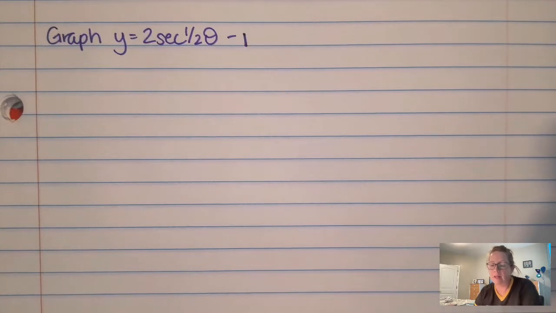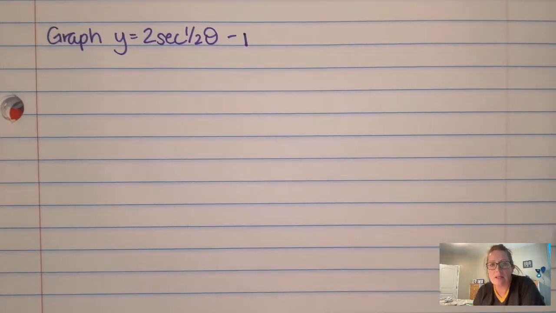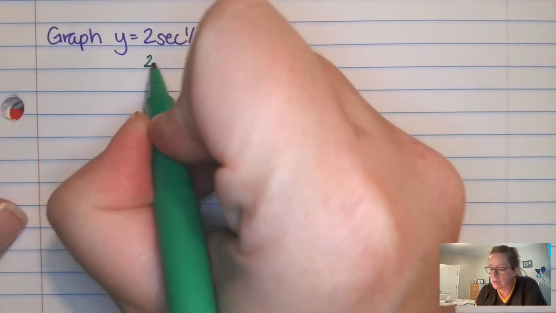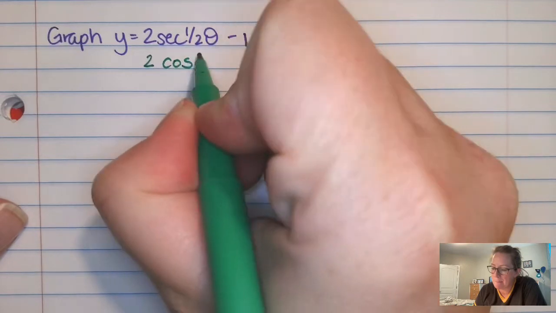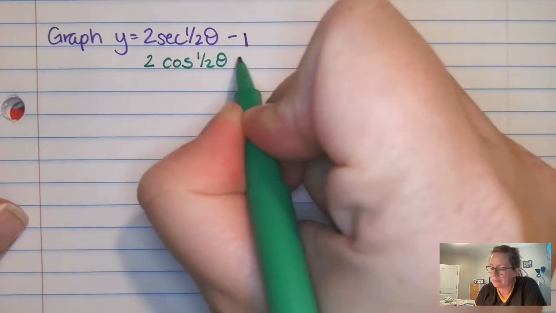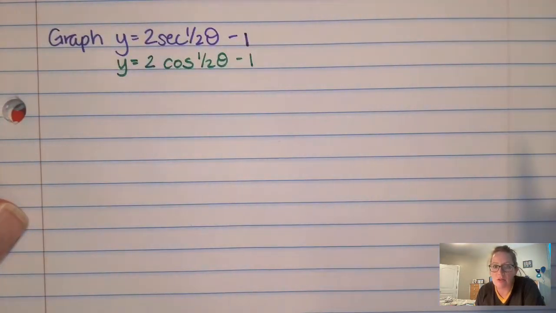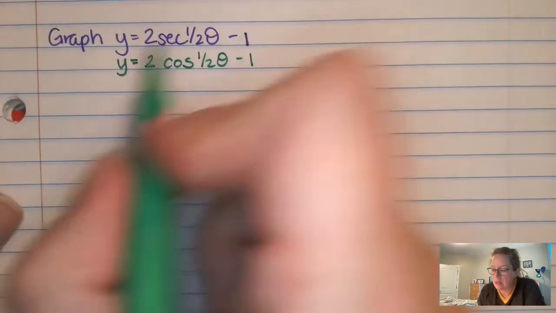Hello. Okay, so we did cosecant. Now we're going to do secant. So we're really going to be graphing 2 cosine half theta minus 1. Okay. So we're going to start by identifying our important pieces.